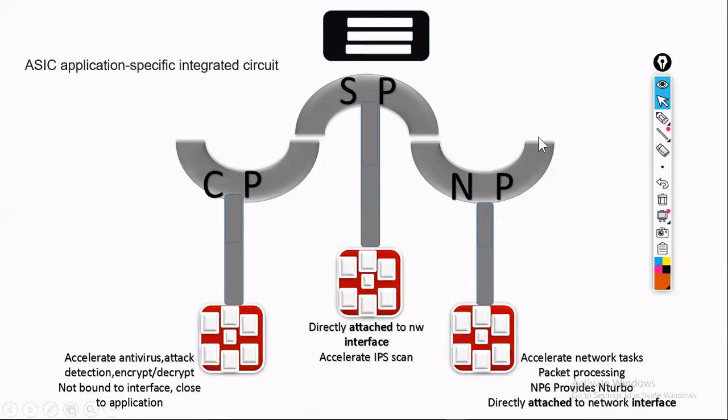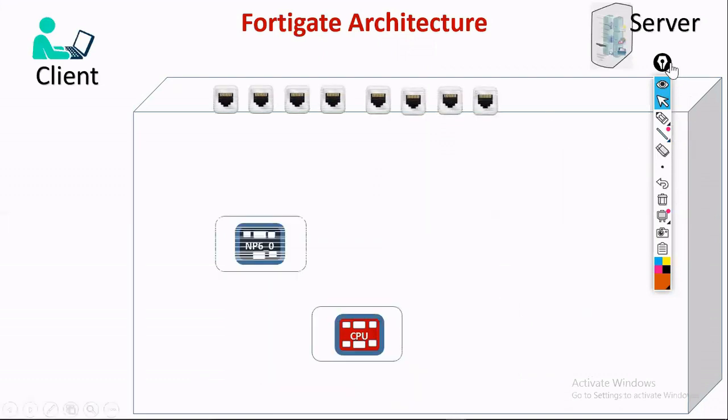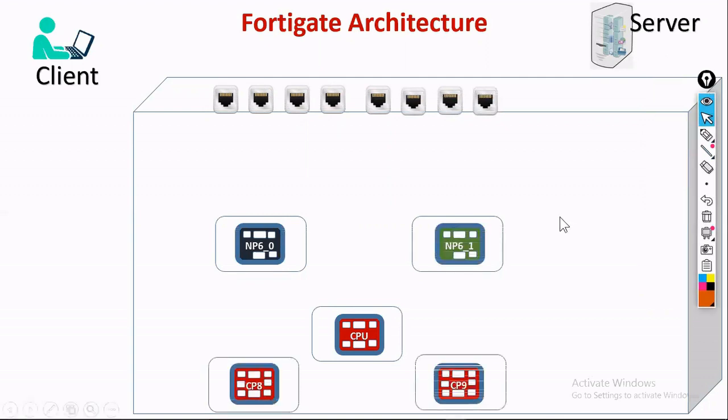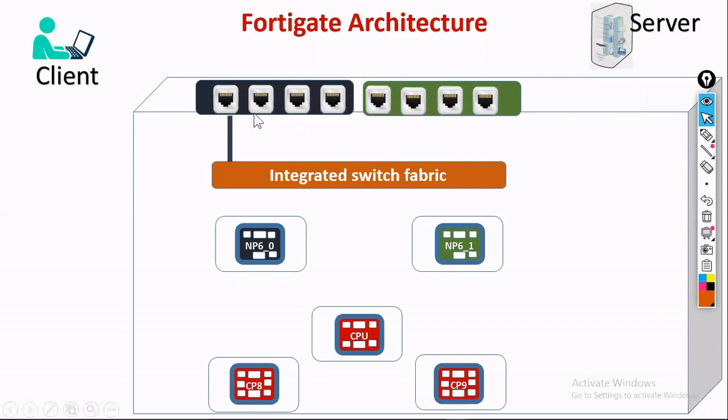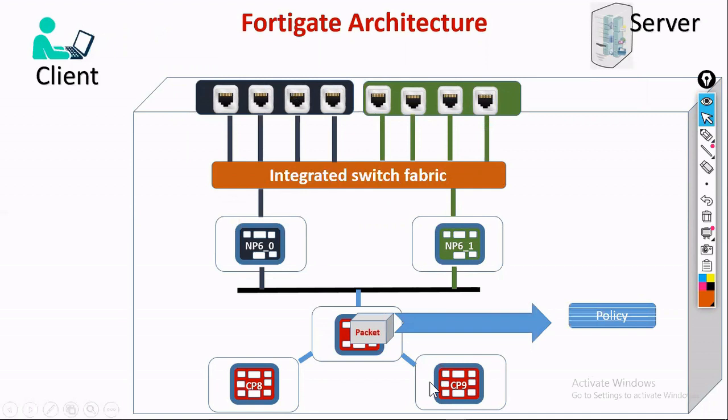So this is Fortigate's architecture. When I was telling you about the different processors, this is how they are connected. This is your interfaces. All the interfaces are connected to the integrated switch fabric. This is very fast, so they can communicate with each other. And this is the flow. Just try to see this flow.